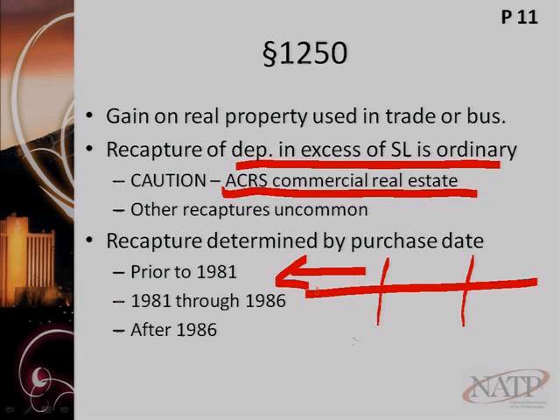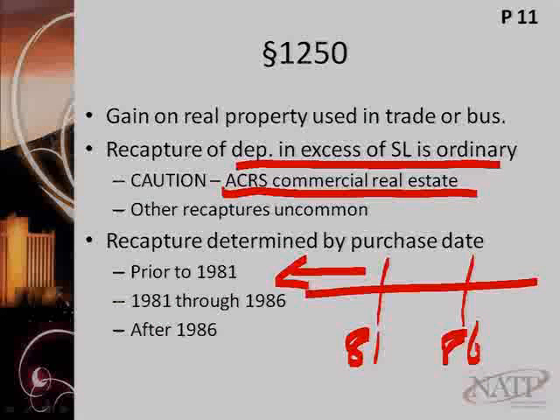81 to 86. What it says there, and that's in our caution above, is that if it's ACRS non-residential or commercial real estate and you use accelerated, it's treated as if it were 1245 property.